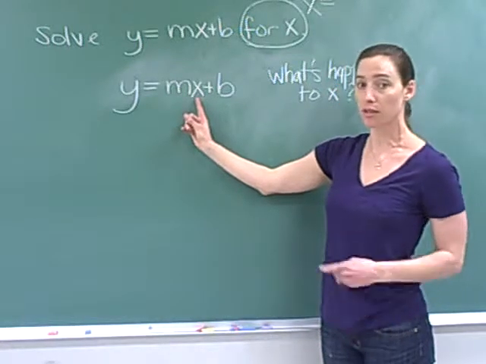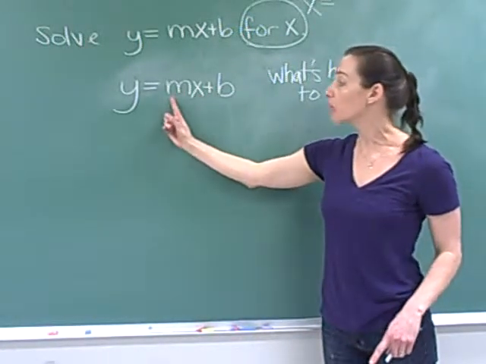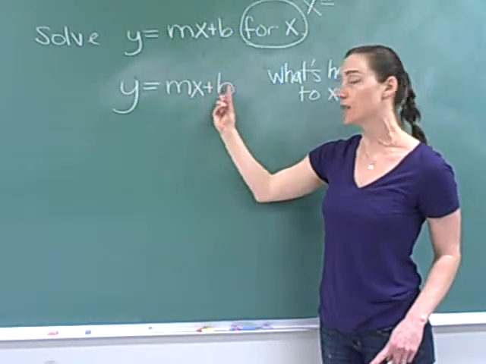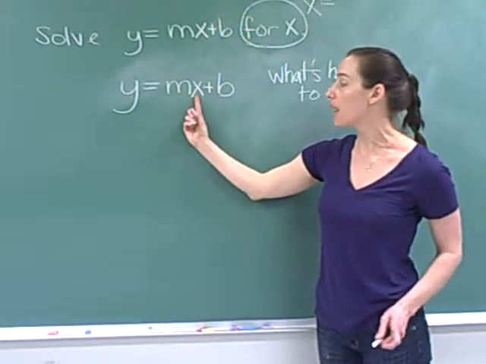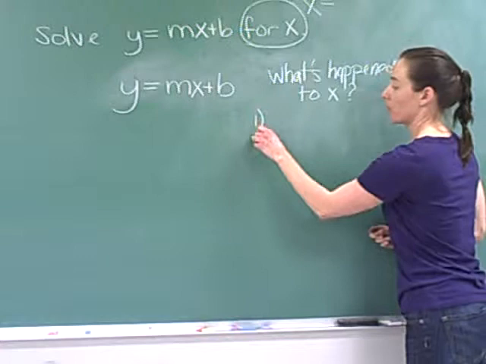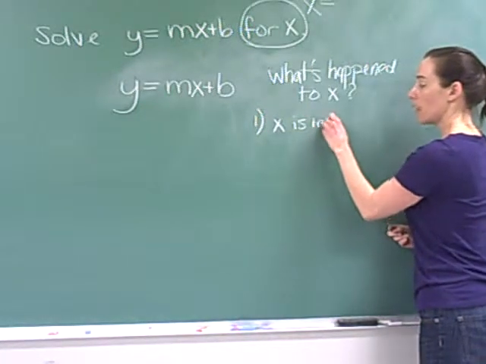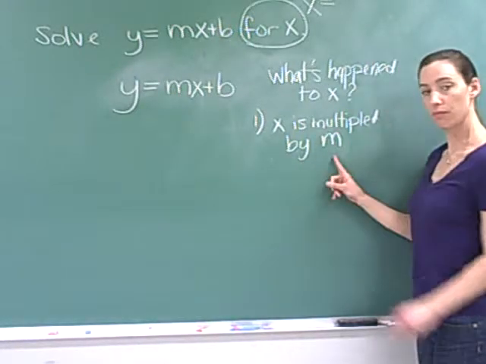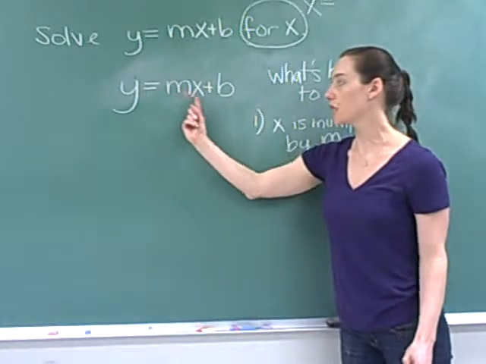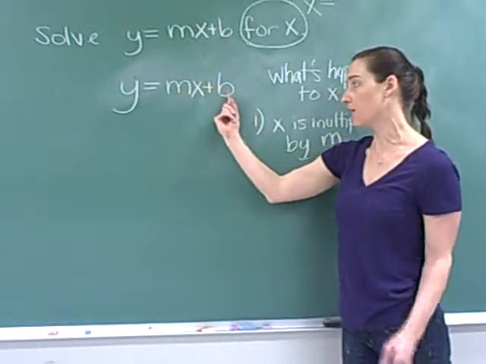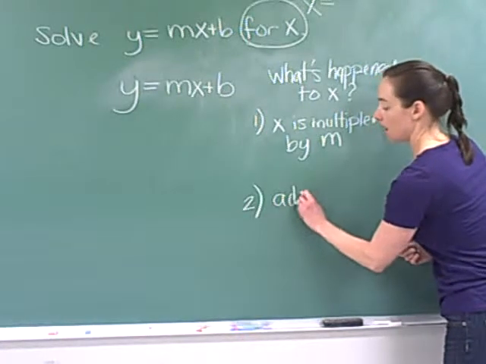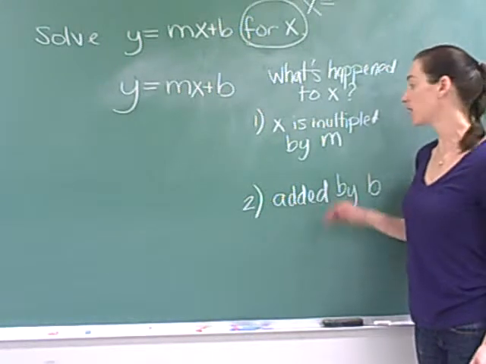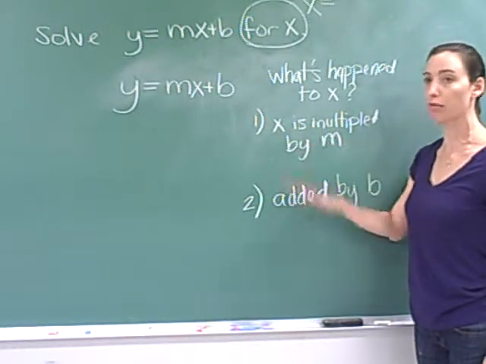So according to PEMDAS, my order of operations, x has been multiplied by the number m, and then that quantity has been added to b. So the first thing that's happened to x is it's been multiplied by m. And then after that multiplication has been done, then that quantity has been added by b. So order of operations tells me to multiply and divide before I add and subtract.